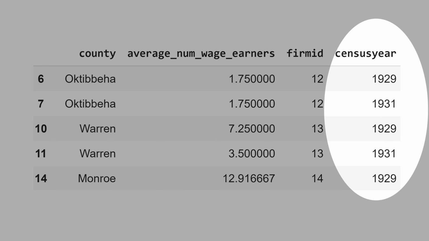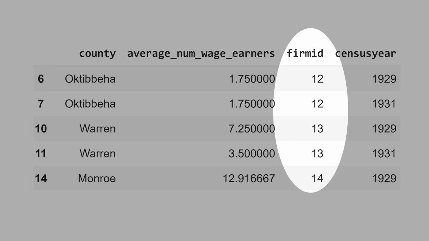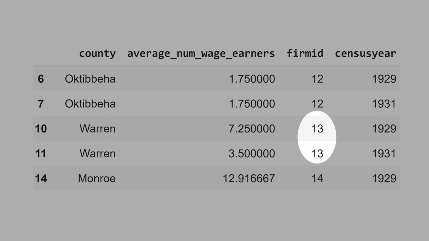We have this variable here, census year, that captures time. This variable here is the firm identification. For example, for firm 13, you have data for two periods of time, 1929 and 1931. We can observe for that firm the average salary decreased by half during the Great Depression. Therefore, panel data is when you observe the same unit of analysis for more than one period of time.